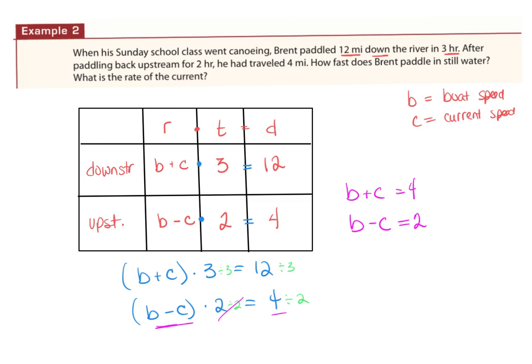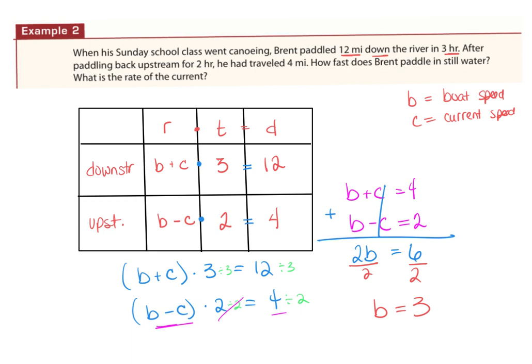I would say, well, I can just add these two. 1B plus 1B gives me 2B. 1C minus C cancels out. 4 plus 2 is going to give me a 6. And then I have something very easy to solve. Divide both sides by 2. B equals 3. What did I solve for?